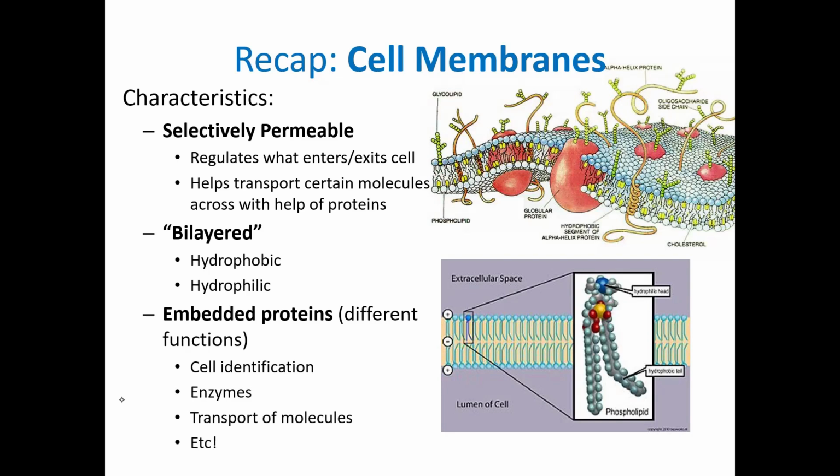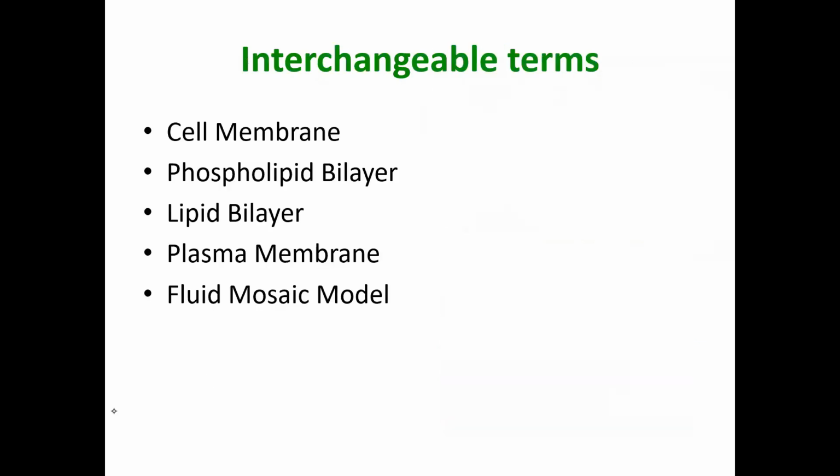Some of the proteins found on the cell membrane are for the identification of cells, identification of pathogens, identification of self and non-self cells. So all these are some of the functions of these proteins.